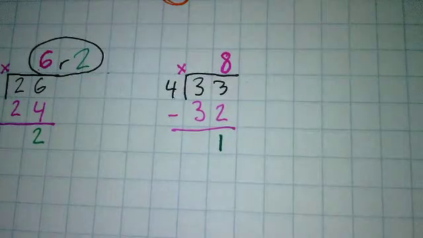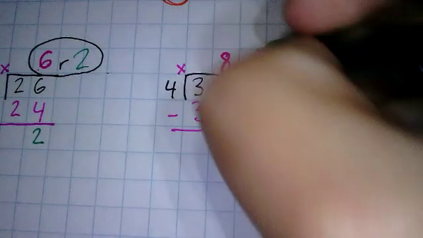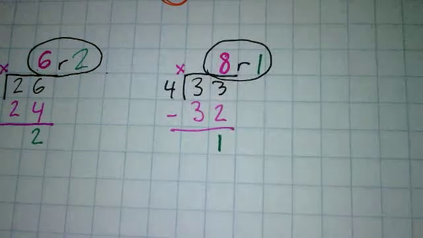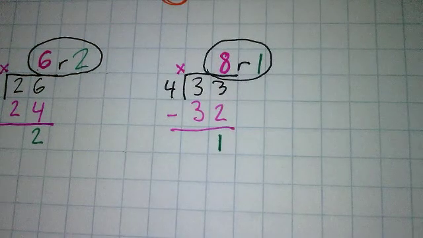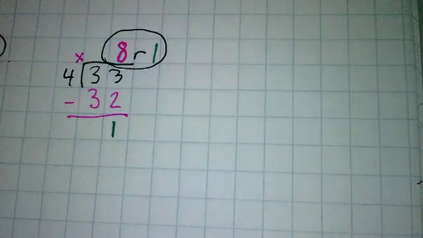So this 1 becomes my what? Remainder. Remainder 1. So 8 remainder 1 is my answer. Now, I can check my work. Does anyone know how I can check my work on this? Anyone want to take a guess? Hazel, you want to take a guess? Well, you could draw the dots, but there's another way you can check without drawing a picture.